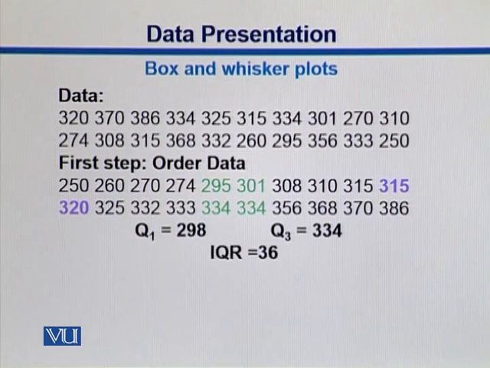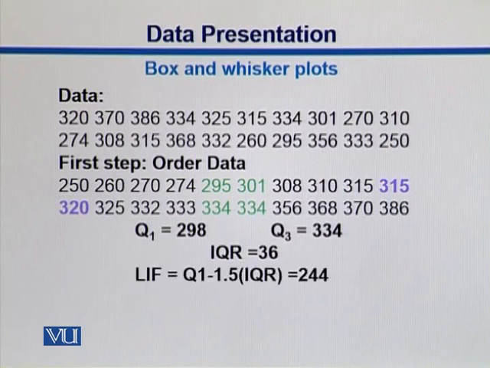The interquartile range is achieved by taking Q3 and subtracting Q1 from it. So it is Q3 minus Q1, that is 334 minus 298, which is 36. Then we define some things which we call fences. LIF is the lower inner fence, which is defined as Q1 minus 1.5 times IQR.